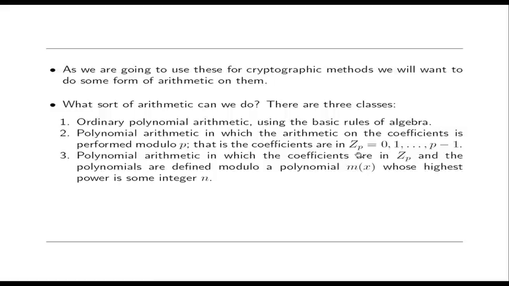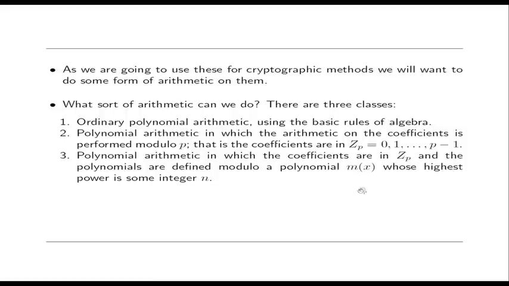So, Zp means if p is a prime, Zp is the set 0, 1, up to p minus 1. This is the residue class. So now our coefficients are coming from Zp. Then we will talk about addition and multiplication of two polynomials over some polynomial m(x), which is an irreducible polynomial. If you take that, then it will form a group, which we will talk about in more detail.